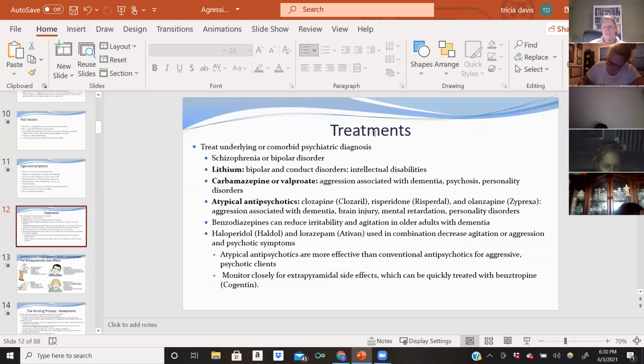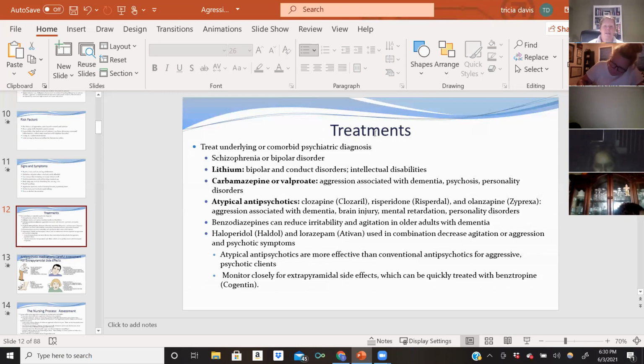So what do we do to treat hostility and aggression? The first thing we're going to do is treat any underlying issue or comorbid psychiatric diagnosis that the patient is suffering with. So patients that have schizophrenia or bipolar disorder, we can give them lithium. Lithium is for bipolar and conduct disorders, and we also give it to some patients who are suffering with intellectual disabilities.